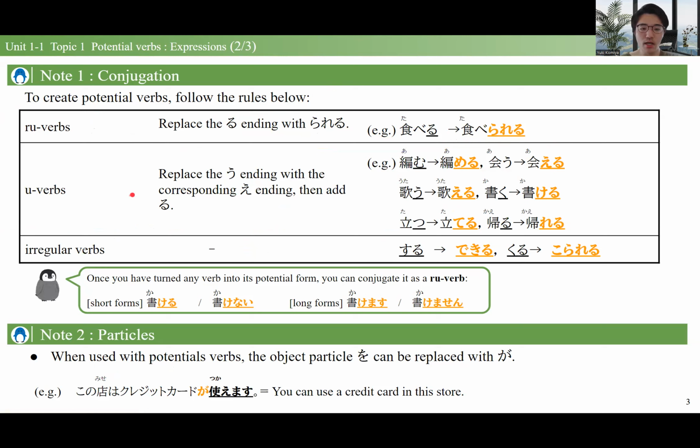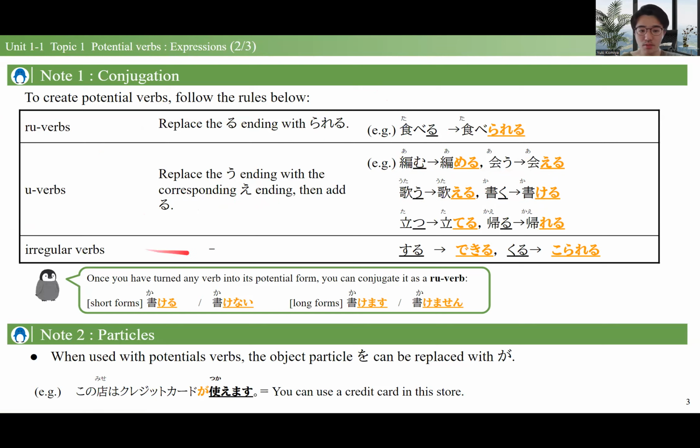For u verbs, we would replace the final u sound with the corresponding e and then adding ru. So amu, for example, to knit. So amu is ending with the u sound, mu. So you would turn it into me. So mu turns to me, meru. Or au, it's ending in u, so turn it into e, eru. Or kaku, that's ku sound at the end. So ku turns to ke, kakeru, can write.